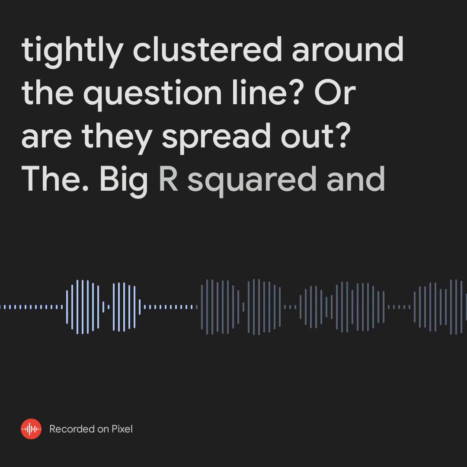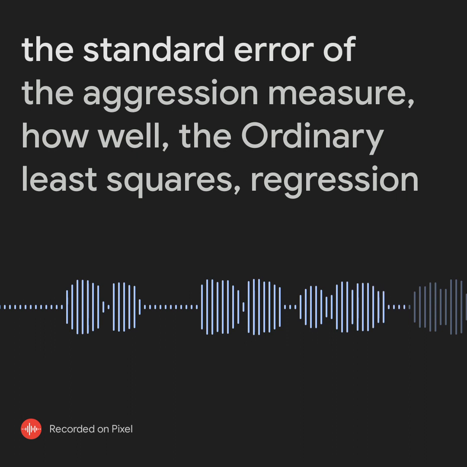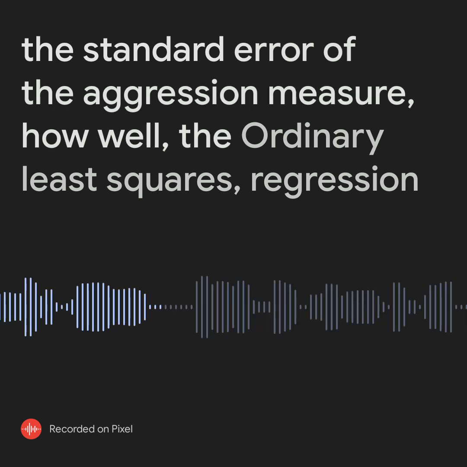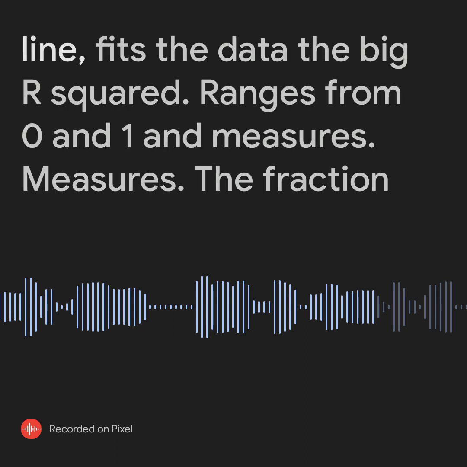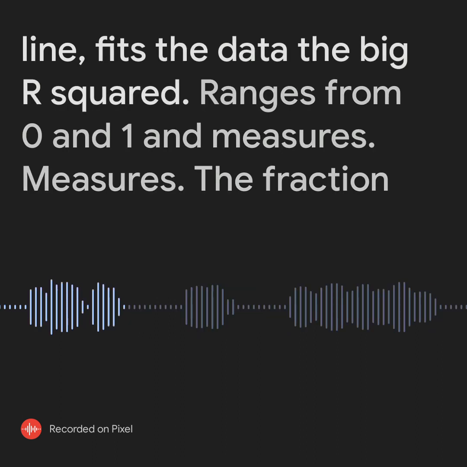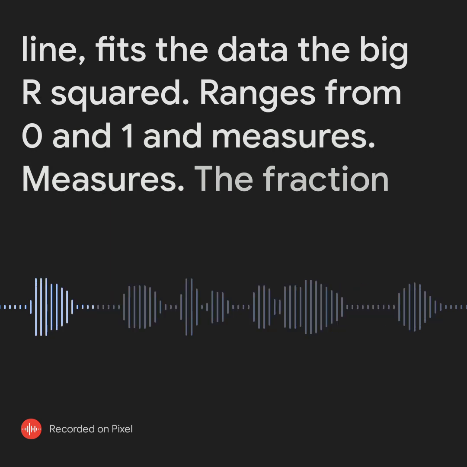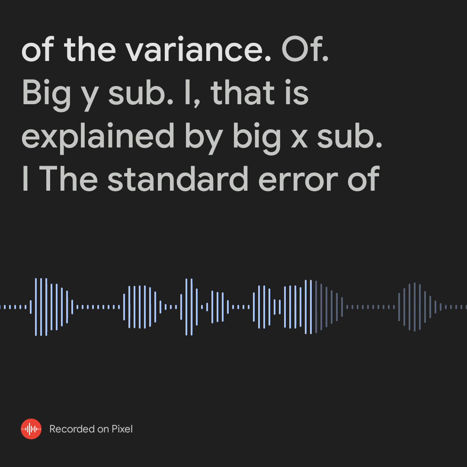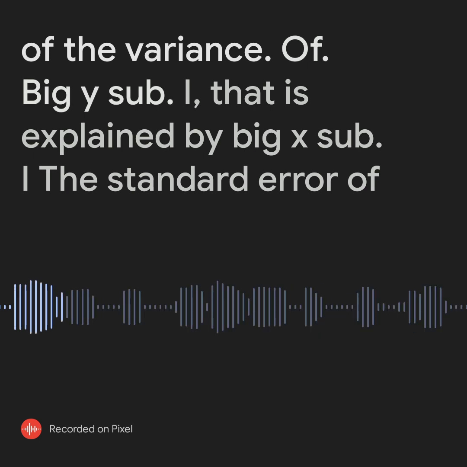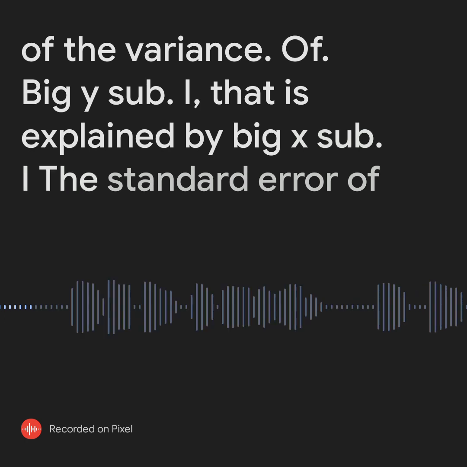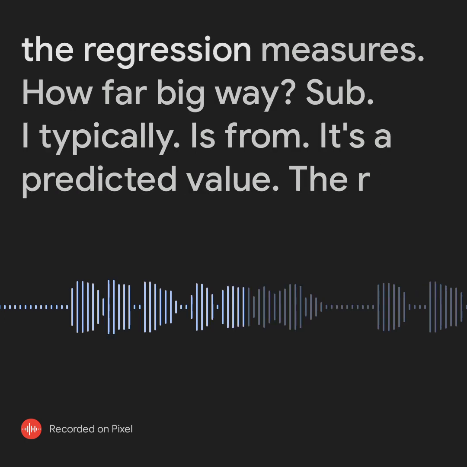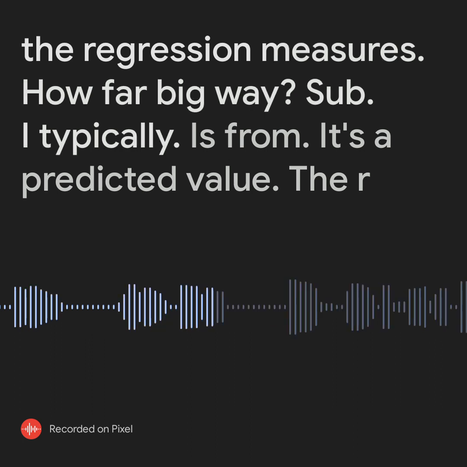The R squared and the standard error of the regression measure how well the ordinary least squares regression line fits the data. The R squared ranges from 0 to 1 and measures the fraction of the variance of Y sub i that is explained by X sub i. The standard error of the regression measures how far Y sub i typically is from its predicted value.